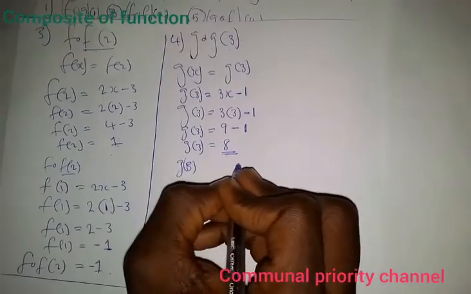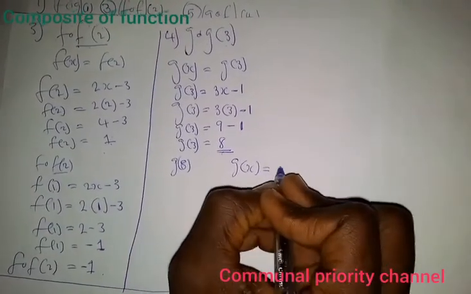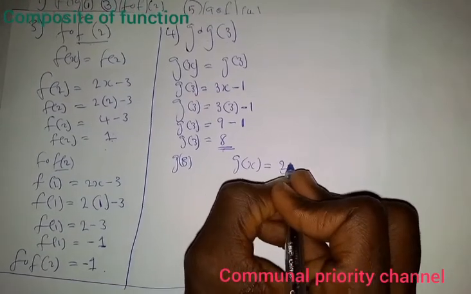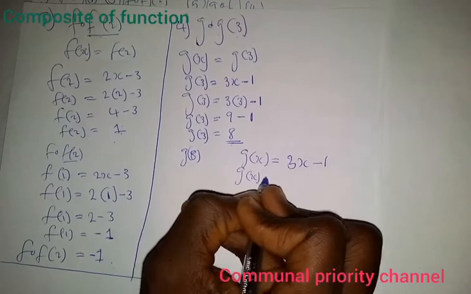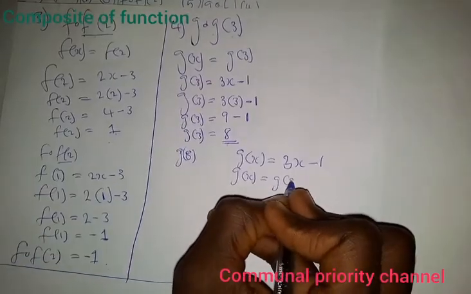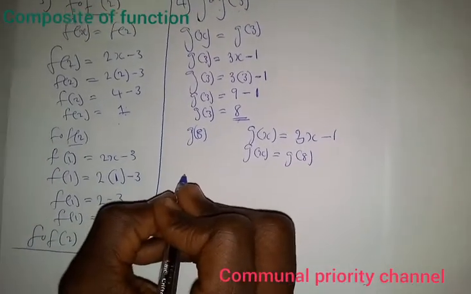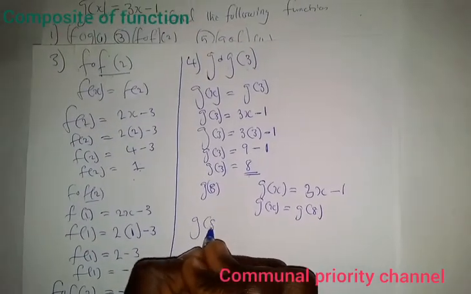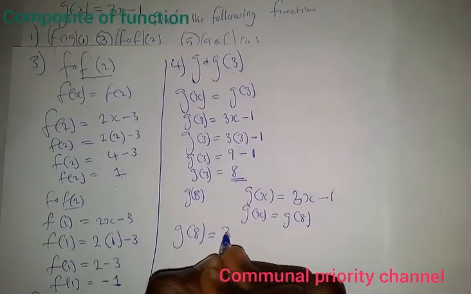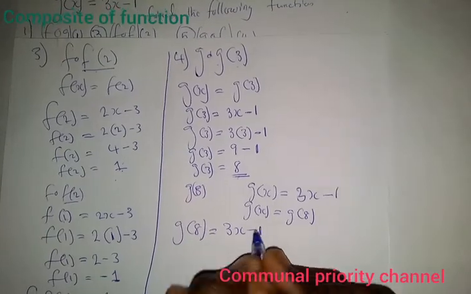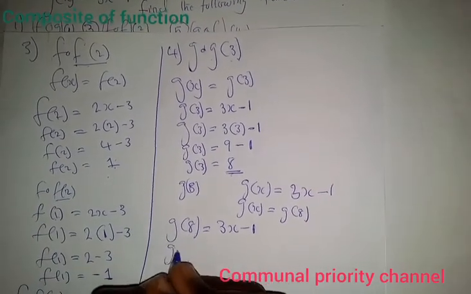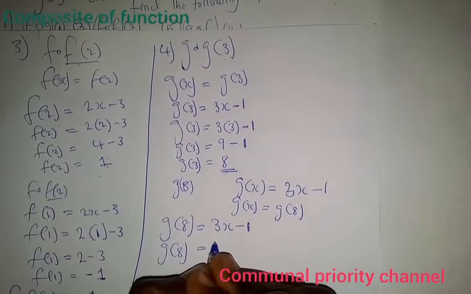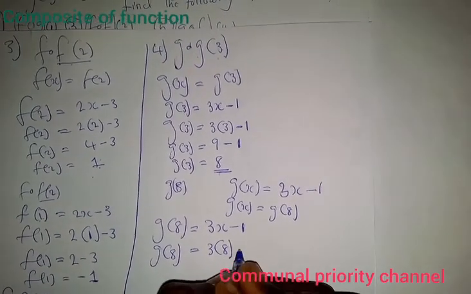But we still know that our g of x is equal to what? It is equal to 3x minus 1. And we say our g of x is equal to g of 8. Then therefore, this will be g of 8 is equal to 3x minus 1. Now, anywhere we have this x, we are replacing it with this 8. Therefore, this will be g of 8 is equal to 3 open bracket 8 close bracket minus 1.